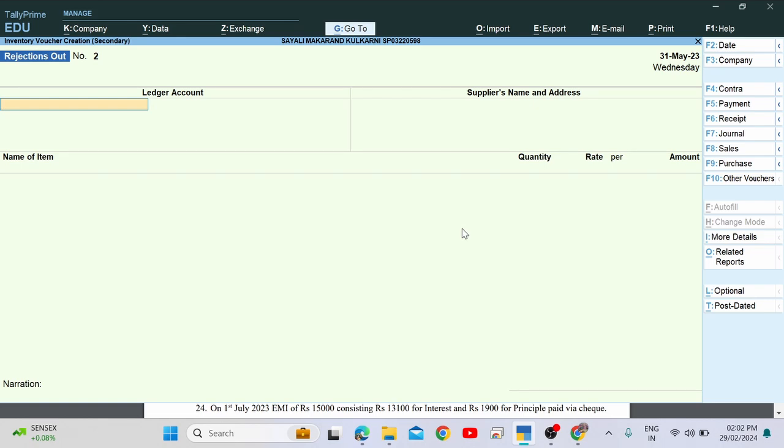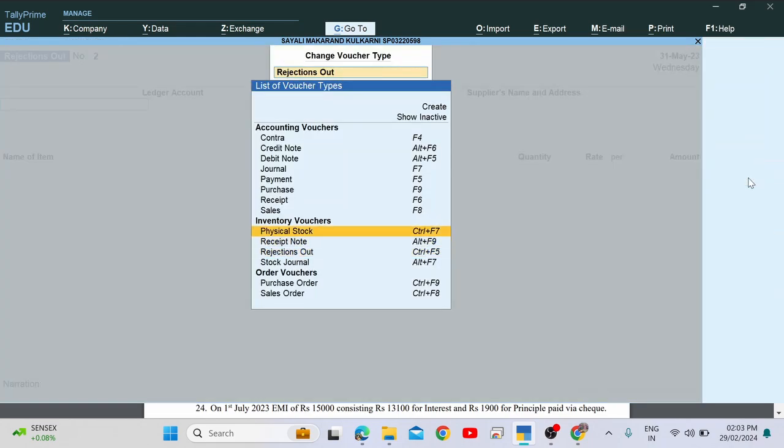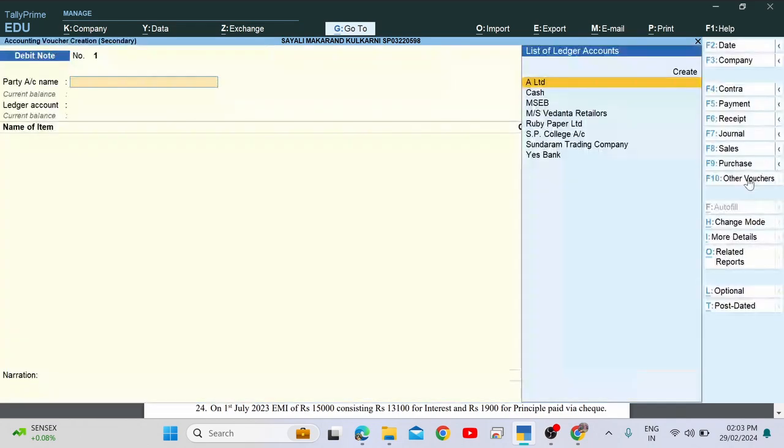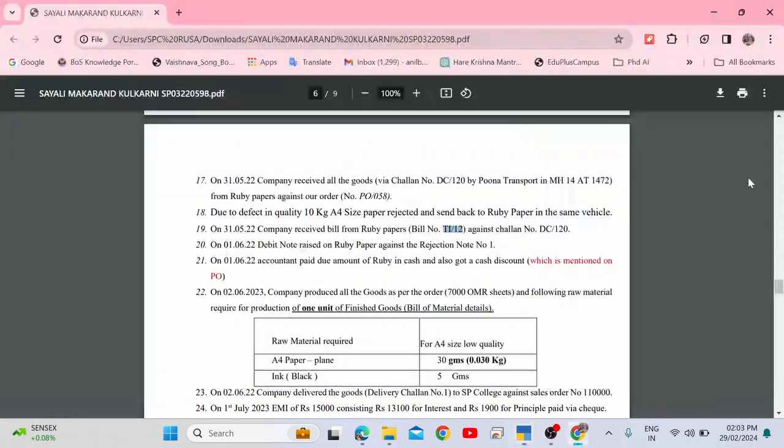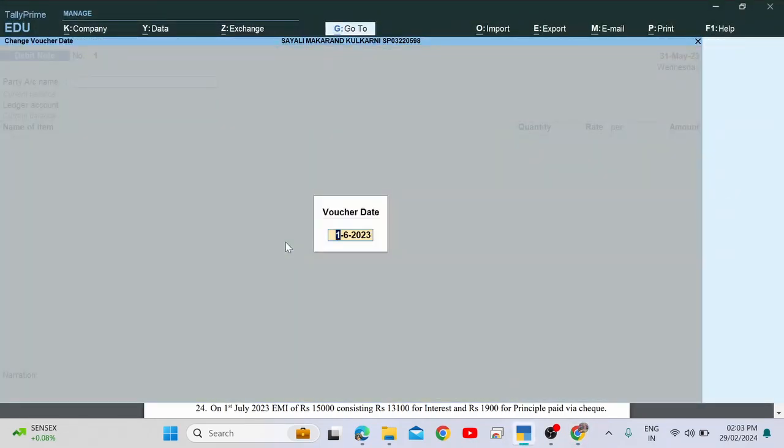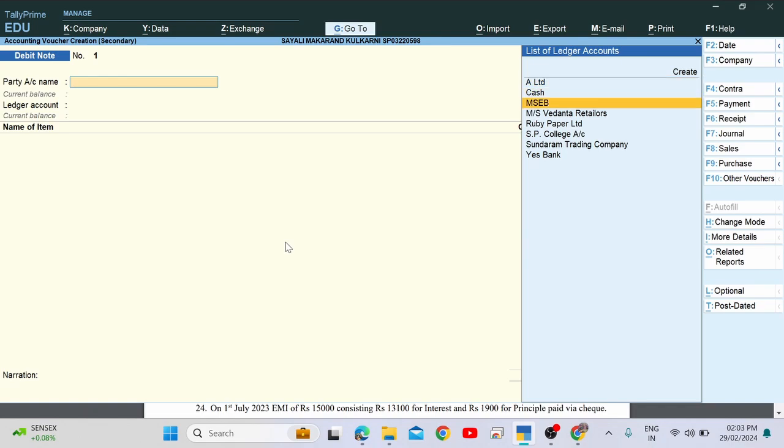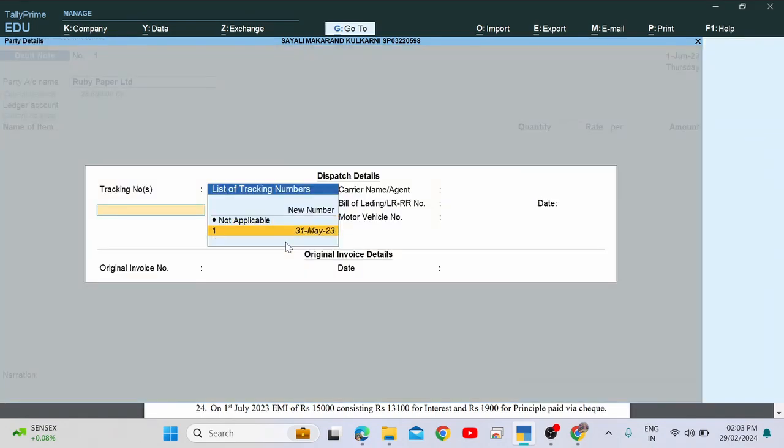Here we have to pass the debit note entry. Now where will you get it? As I said, you will get it in the other vouchers, debit note, and on which date? Debit note on 1/6. Ruby paper 1.